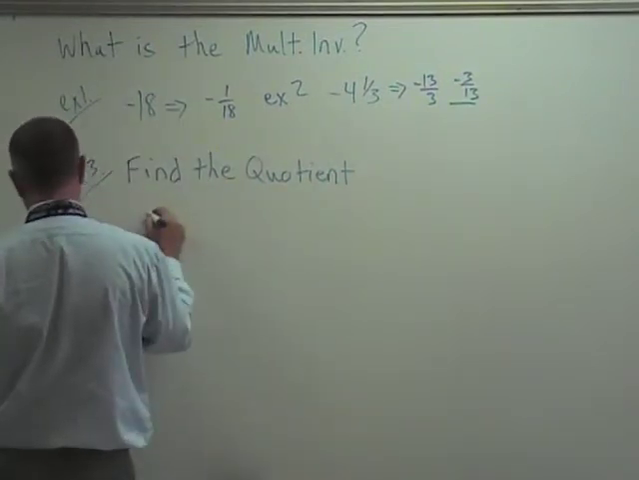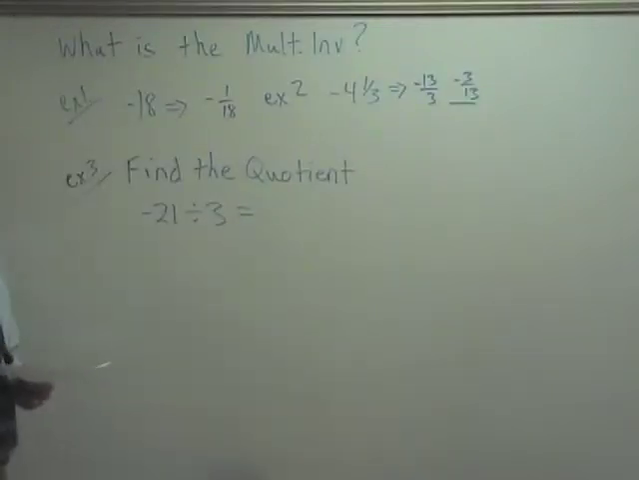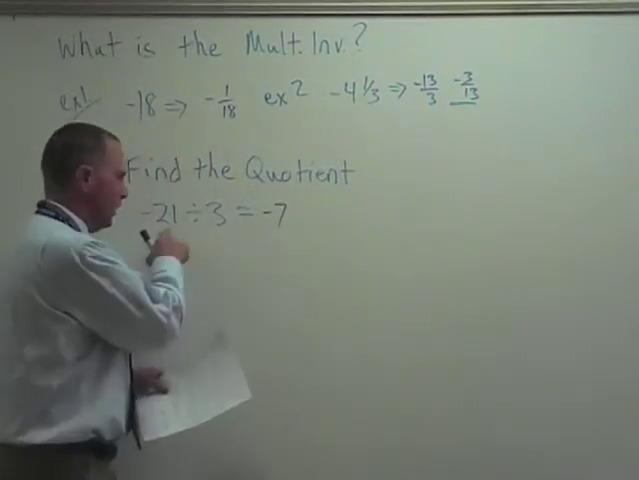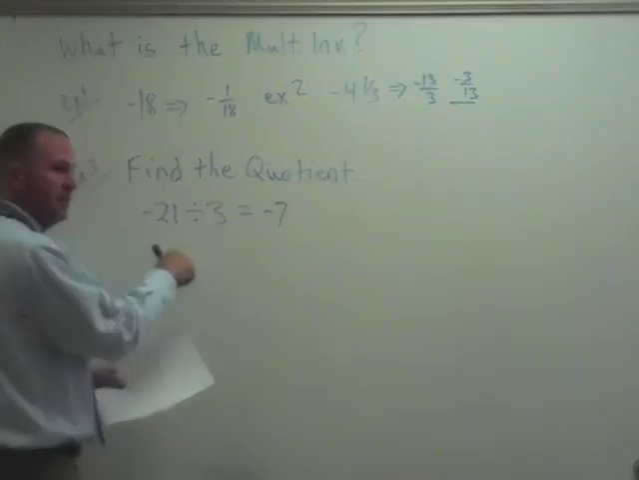This is real simple, guys. Negative 21 divided by 3. Negative 7. Or negative 21 times 1/3. Everybody knows what this is.